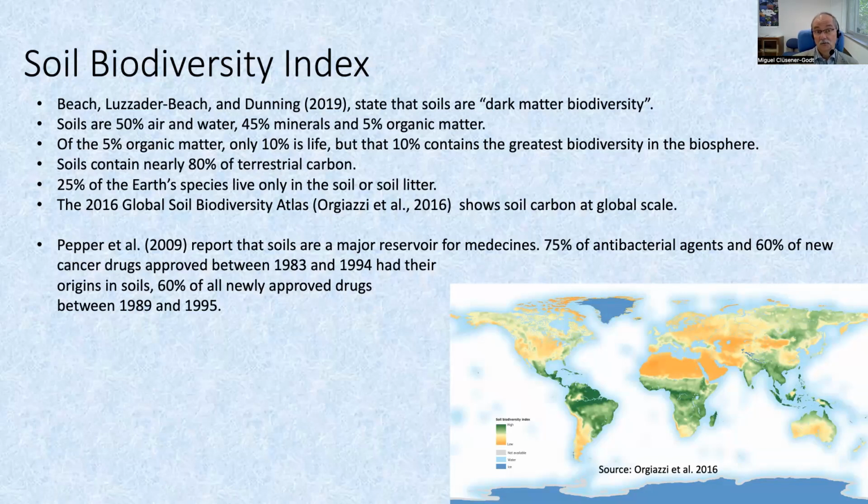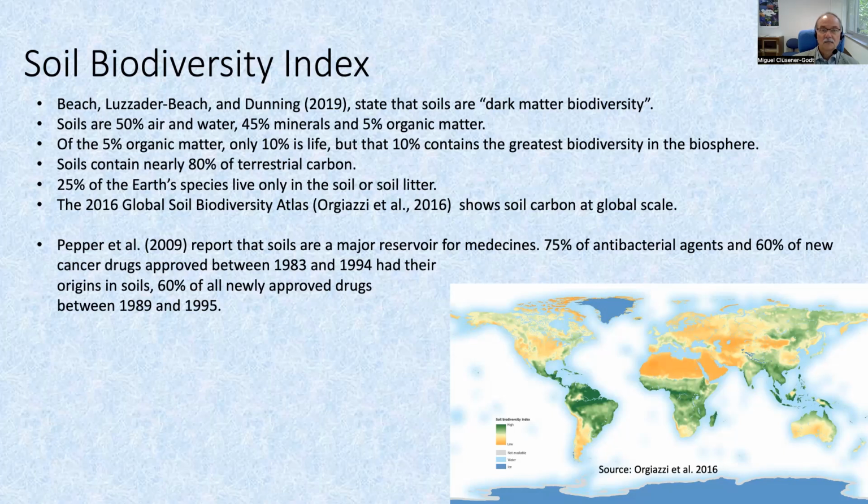50% is air and water, 45% minerals, only 5% is organic matter. Of this 5% of organic matter, only 10% is life, living organisms. But the 10% contains the greatest biodiversity in the entire biosphere. Soil organic matter contains today 80% of the terrestrial carbon, and you see this in the diagram that I put there. 25% of Earth species live only in the soil or in the litter of the soil.